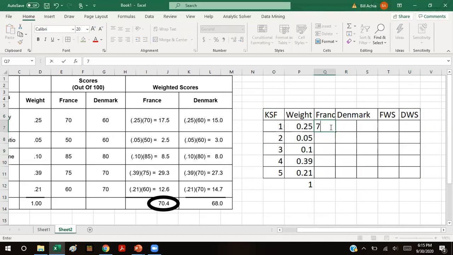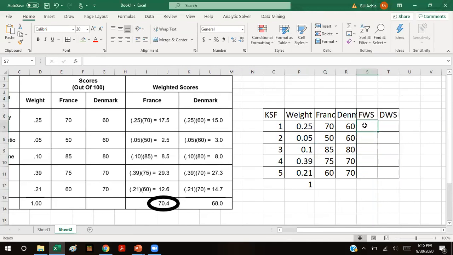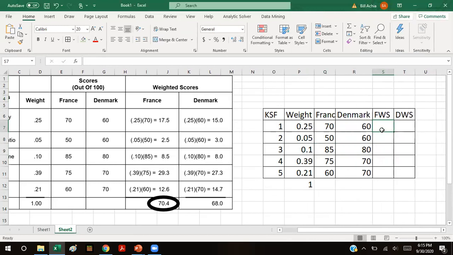So we had a scoring of 70, 60, 50, and 60, 85, 80, 75, 70, 60, and 70. Okay. You could do this on a piece of paper, or you could just simply decide that it makes more sense to use a sum product to get this weighted score for each.